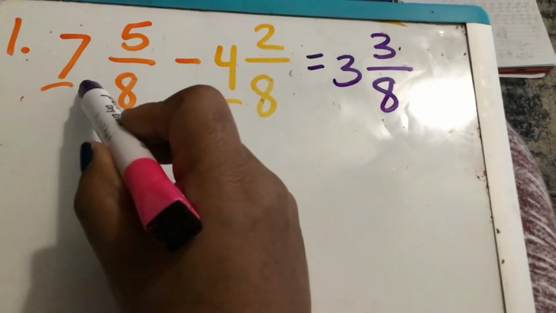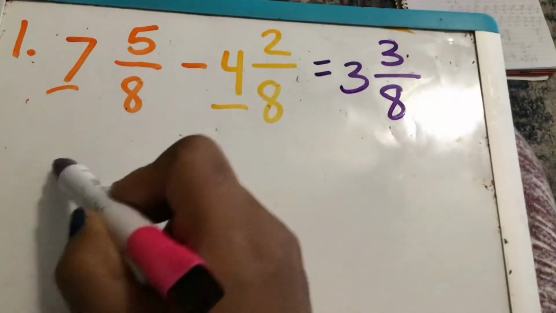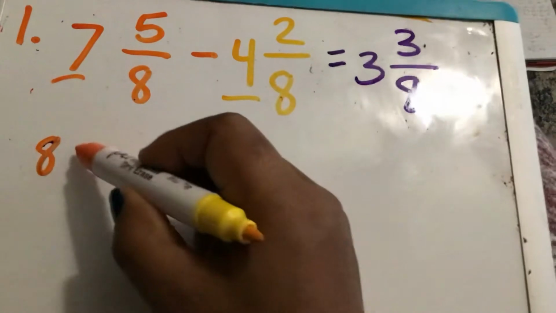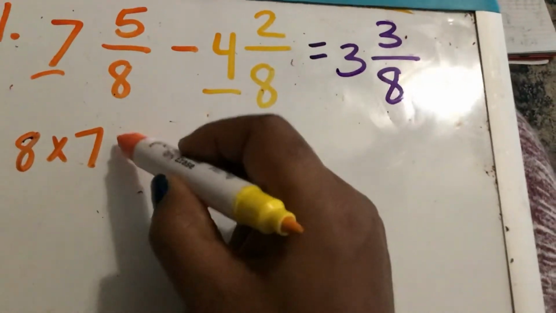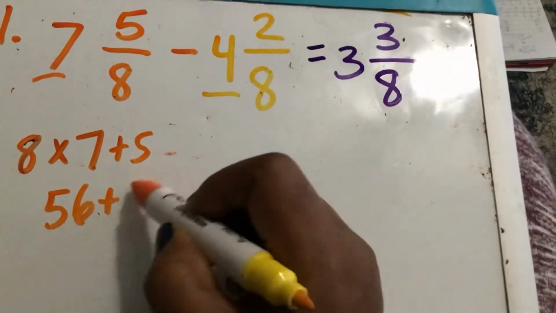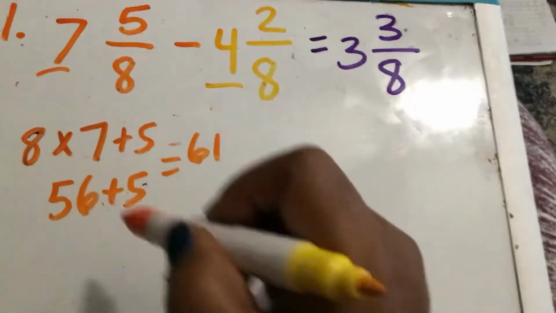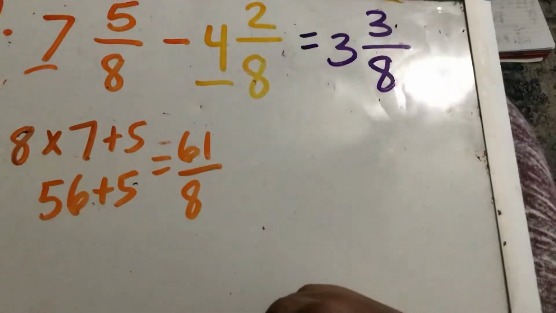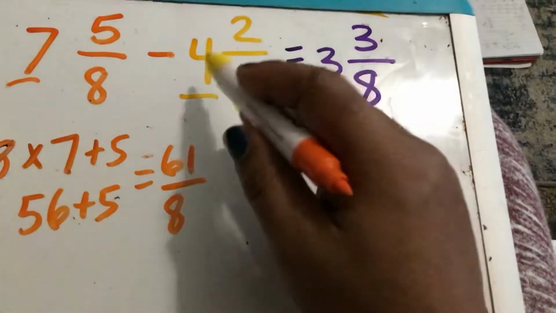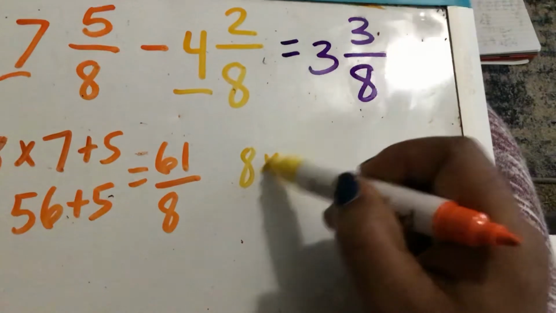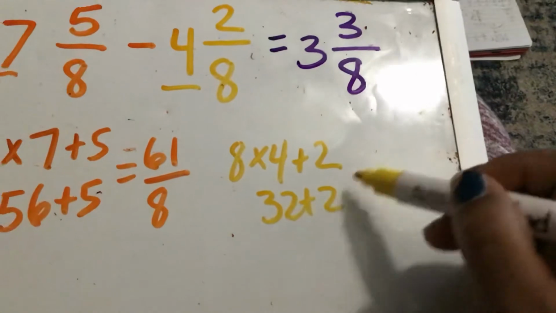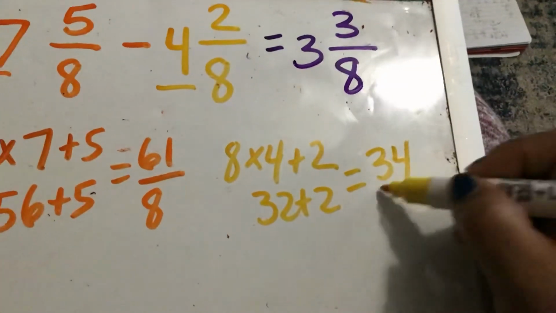So how do we check it? You take the denominator, 8. Let me get the one that I used. 8 times the 7. And then you add the numerator, which is 5. 8 times 7 is 56. Plus the 5 is 61. And we keep the same denominator, 8. And then on the second fraction, we will do the same thing. Take the denominator, and then we will multiply it by 4 and add the 2, which is 8 times 4 is 32, plus 2 is 34 over 8.